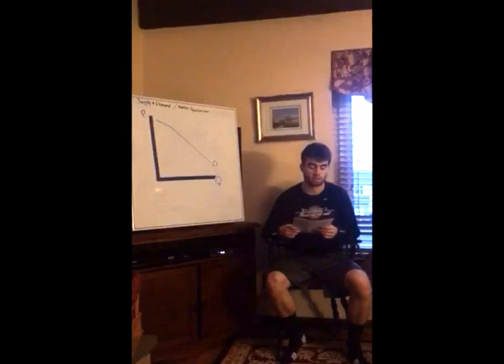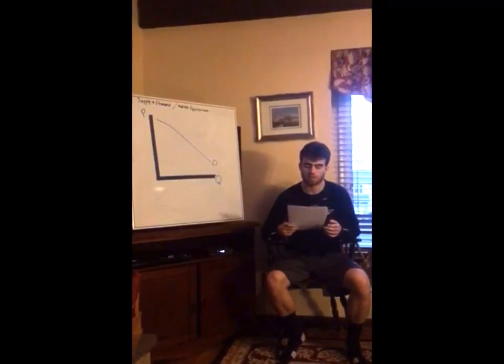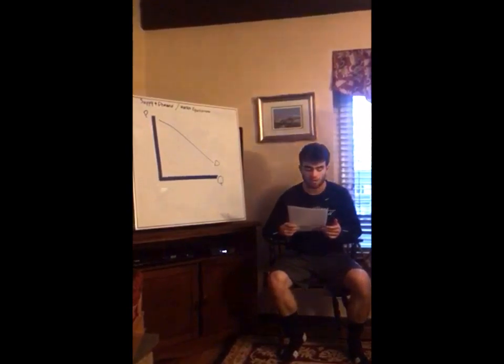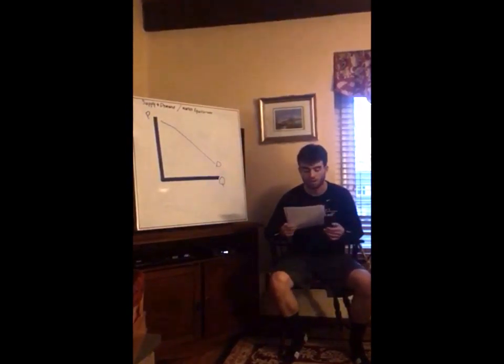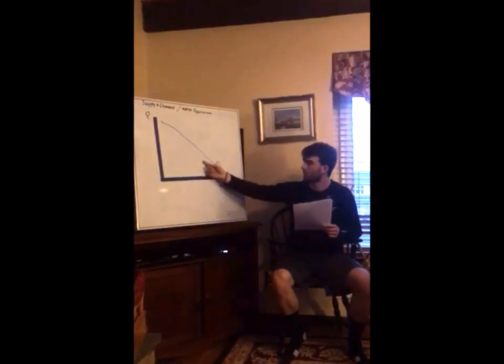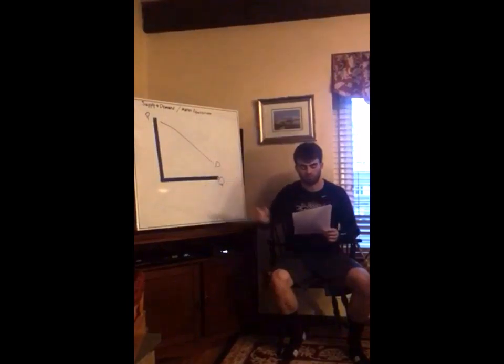In addition to demand, we need to know the law of demand. The law of demand states that, all things equal, as price falls, quantity demanded rises, and as price rises, the quantity demanded falls. This means that there's an inverse relationship between the two, which results in a downward sloping demand curve, such as on the board.